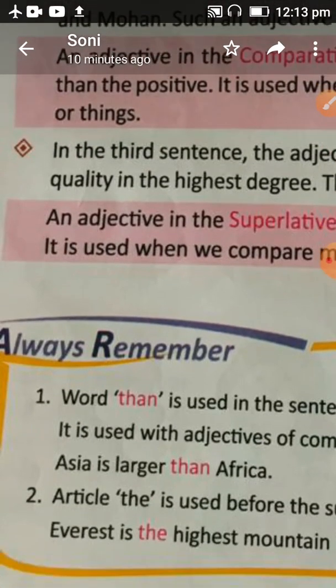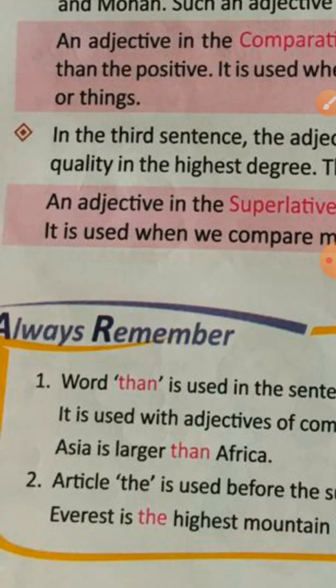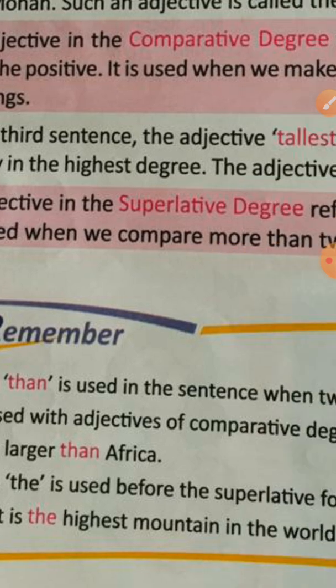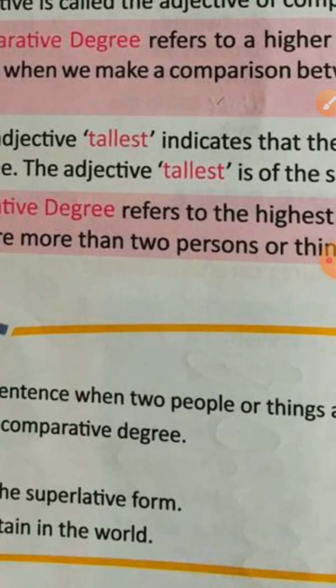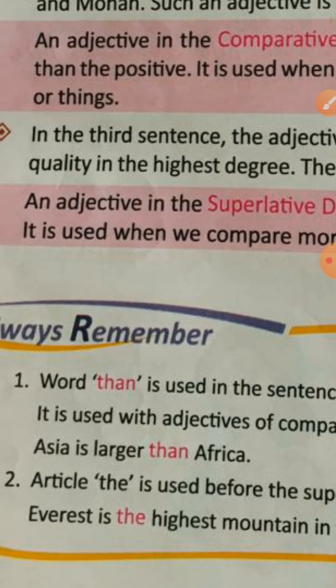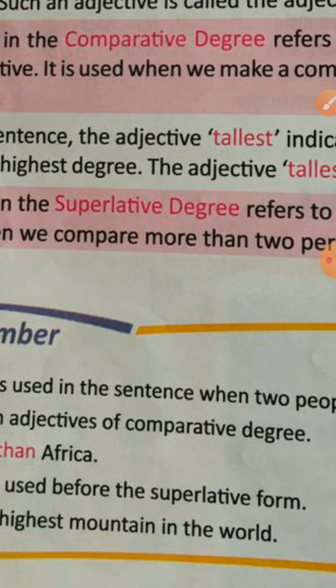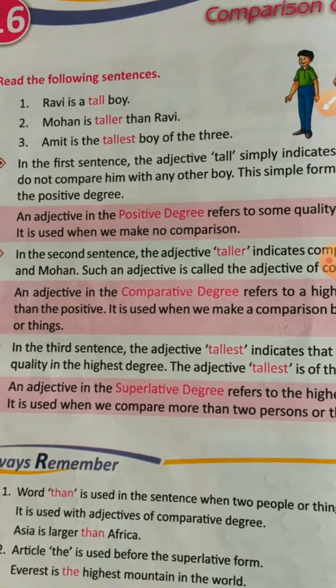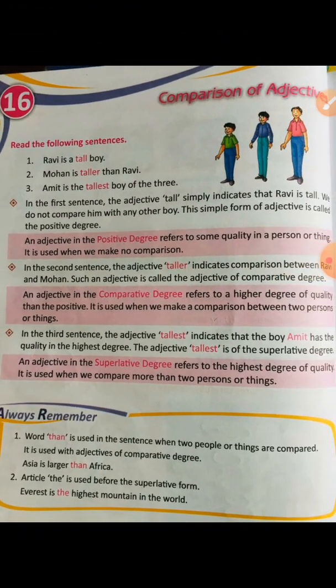Now come to the next part, that is Always Remember. Here it is written: the word than is used in the sentence when two people or things are compared. I told you an article, the, which is a definite article, is used before the superlative forms. So please keep this in your mind. Now come to the next page.